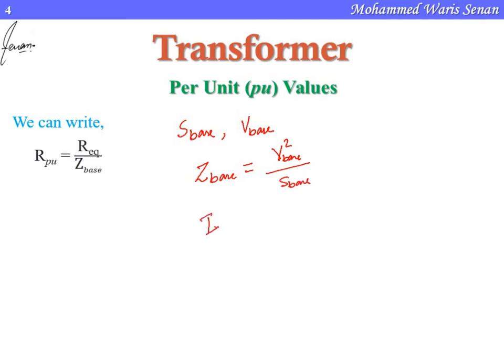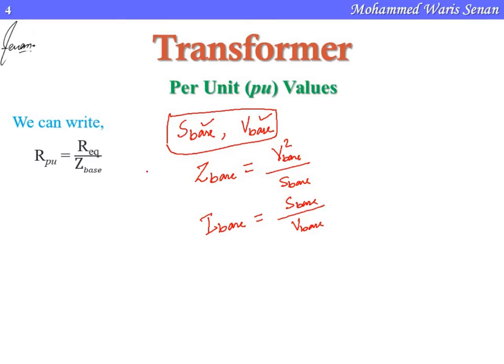And if you need to find out the value of current base, it will be equal to S base divided by V base. So it's very convenient. So if you are going to work on per unit system, you need to choose only these two base values. And obviously, in any system in which you are working, the rated value will be the base values of S as well as V.